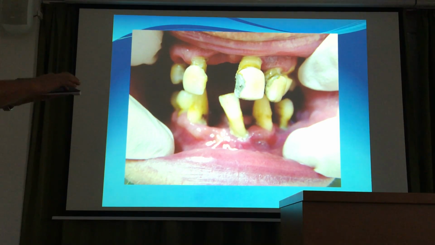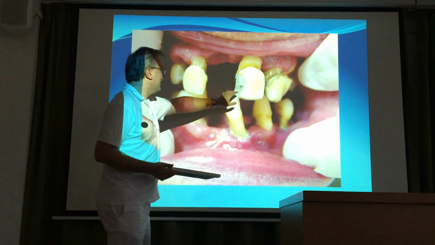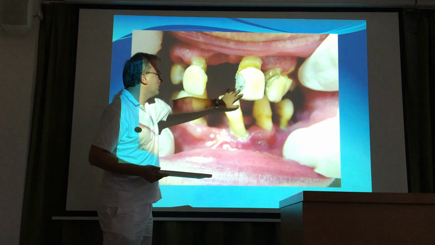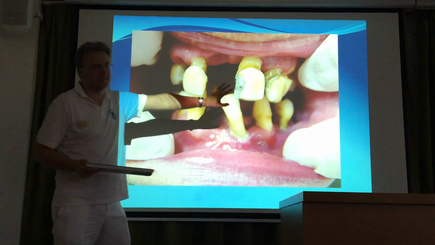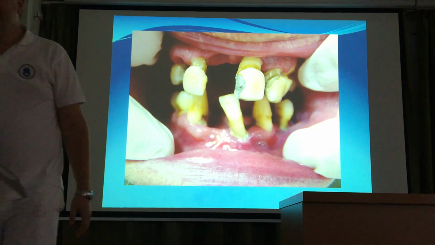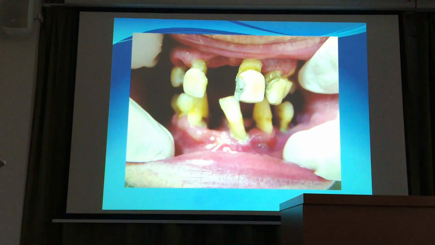Filling? The grayish thingy? No, it's a crown. It's a crown. But you know, the covering of the crown is partially missing. Metal framework. And the pontic is missing. Maybe the pontic is missing.